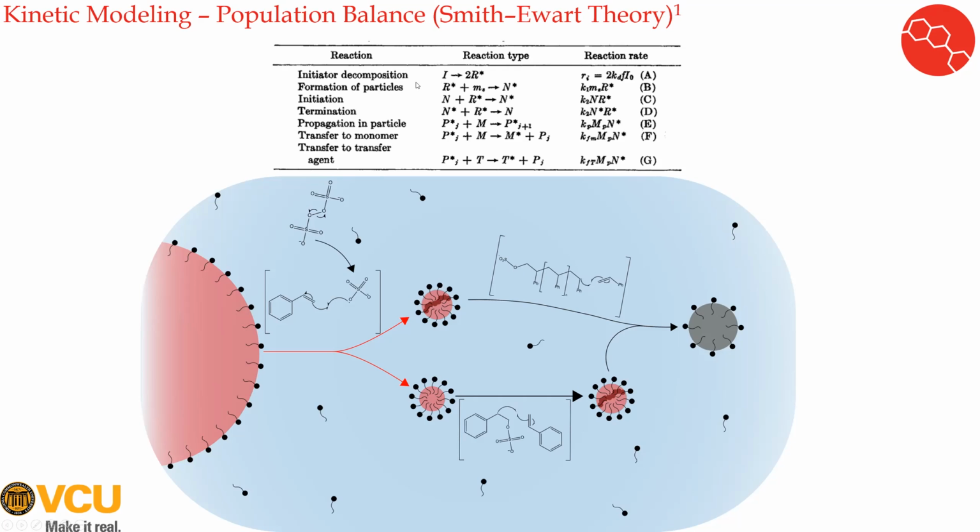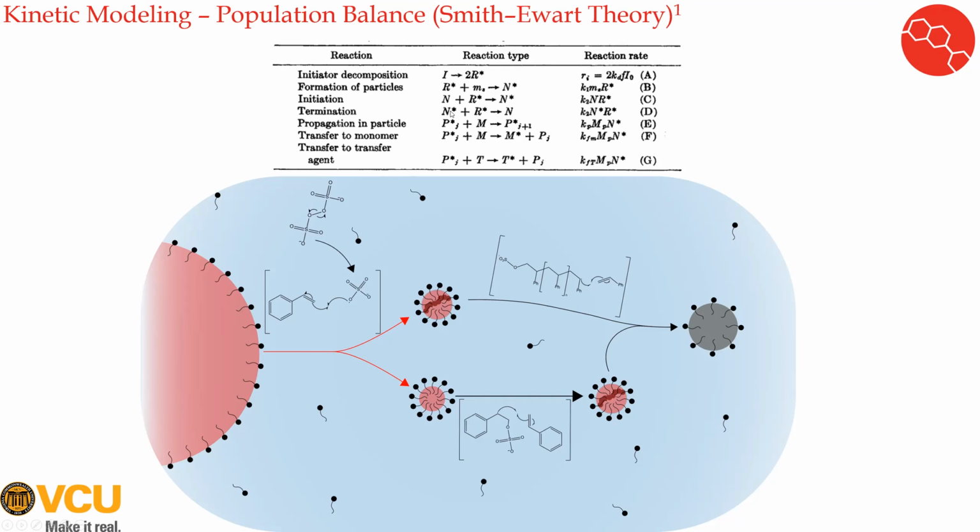So once the radical enters a non-nucleated particle, it turns into what's called an active particle, represented by N star, which is the total number of active particles. And this happens when a radical enters a micelle, so it's 1 radical plus 1 micelle goes to an active polymer particle.